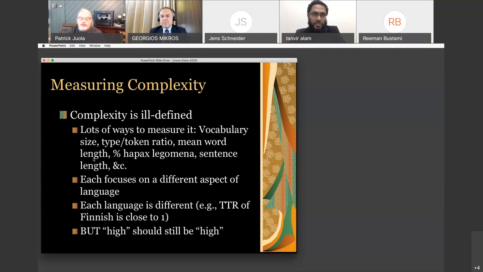Now, each of these definitions focuses on a different aspect of language, and each language is different in how it would be expected to measure complexity. For example, Finnish, which is a highly, highly inflected language, has a type token ratio of close to one because there are so many different ways to express the same concept, depending on whether you are talking about singular, plural, dual, something that happened yesterday, something that happened last Thursday, something that usually happens on a Thursday but happens on a Wednesday this week. As opposed to Chinese, where there's almost no inflection at all. But the idea of high should still be high relative to other things.